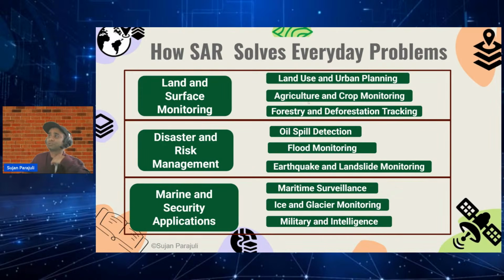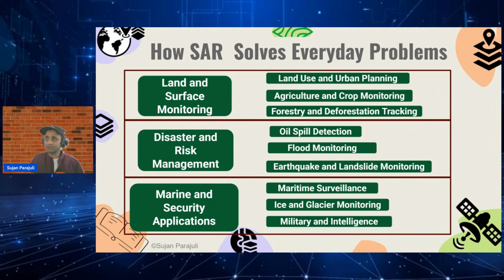This is used for land and surface monitoring, land use and urban planning, agriculture, forestry and deforestation. Where multispectral imagery is used, SAR is used for the detailed work. It's also used in disaster and risk management, a lot recently, like flood monitoring, oil spill detection, those kinds of things, because it can work in other weather conditions as well.